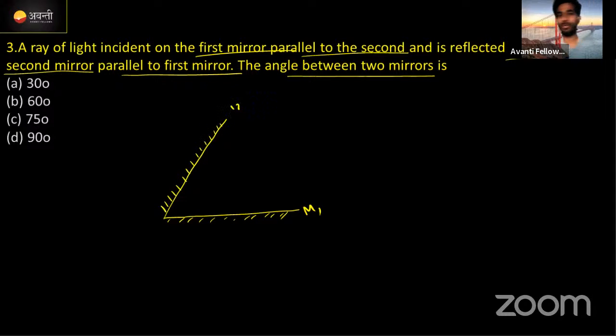Mirror name will be M2. They have given a condition: the incident ray, the light incident on the first mirror, is parallel to the second. For my convenience, I'm going to take this as M1. This is M2. Now, the ray of light incident on the first mirror is parallel to M2.